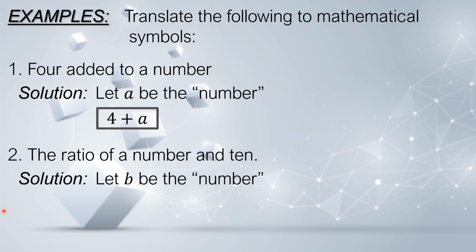So pwede natin gamitin yung obolus o yung may dalawang tuldok sa pagitan ng isang bar o sa taas at baba ng isang bar, pwede ding slash or pwedeng pa-fraction. So, the ratio of a number and 10. So, this given verbal phrase is translated into mathematical phrase as b over 10. Pwede ding b divided by 10 or b slash 10. Alinman sa tatlong sagot ay tama. Huwag lang magkakapalit ang posisyon ng b at ng 10.